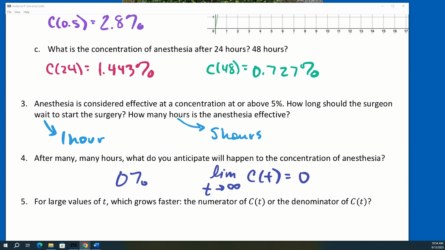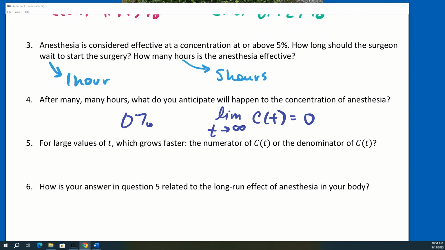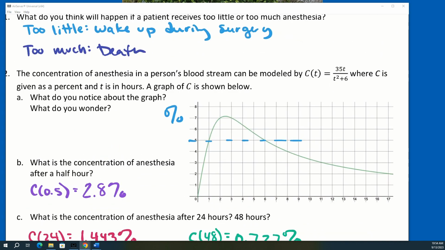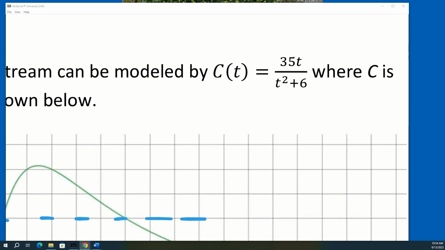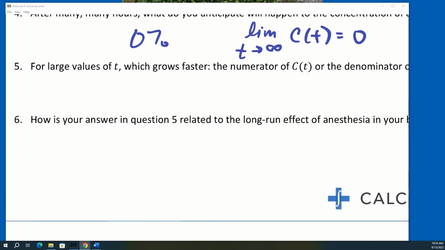That limit as t approaches infinity or x approaches infinity is what we've done before in end behavior. So we're going to do that again today. All right, and then for 5, for large values of t, which grows faster, the numerator or denominator? What do y'all think? Denominator, because the t is being squared. It has a higher degree.